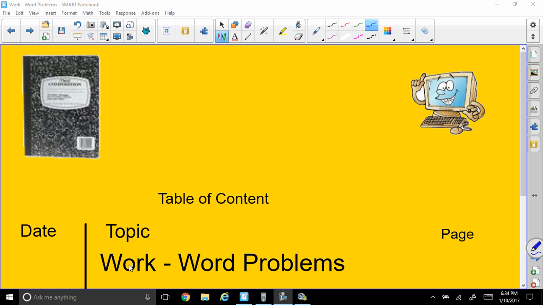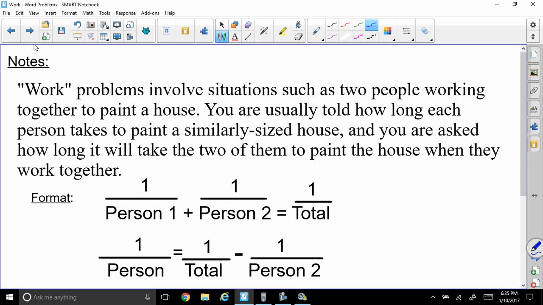We are talking about word problems. Note, work problems involve situations such as two people working together to paint a house. You are usually told how long each person takes to paint a similarly sized house, and you're asked how long will it take the two of them to paint the house when they work together.